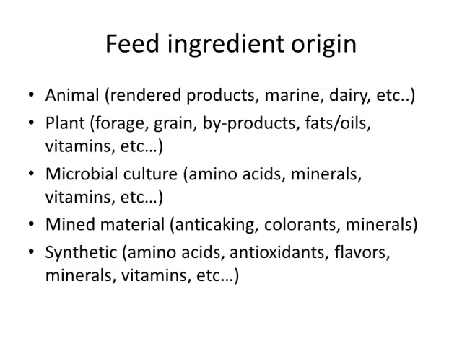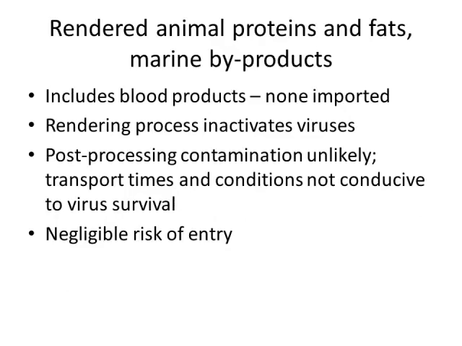Those things that are created from a microbial culture, certain amino acids, minerals, vitamins. Those things that are mined, again, minerals, anti-caking agents, those types of things, and synthetic or chemically synthesized ingredients, amino acids, minerals, vitamins. So we'll start off with the animal-derived products group. So this primarily includes rendered animal proteins and fats and marine byproducts.